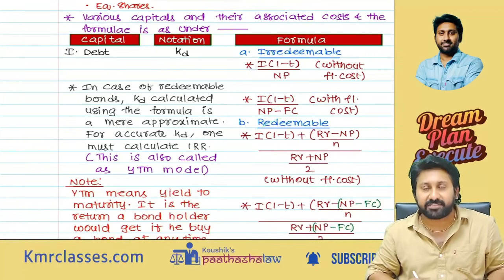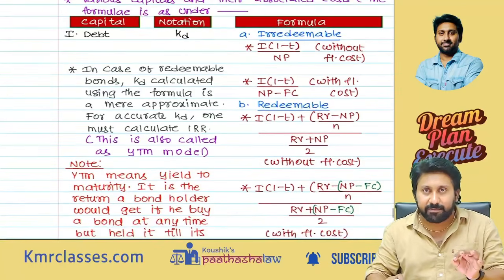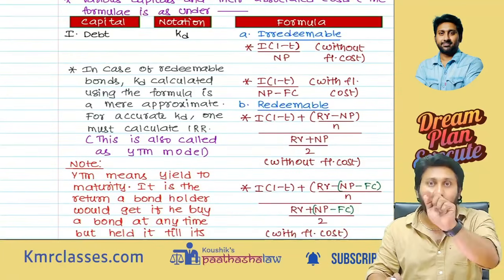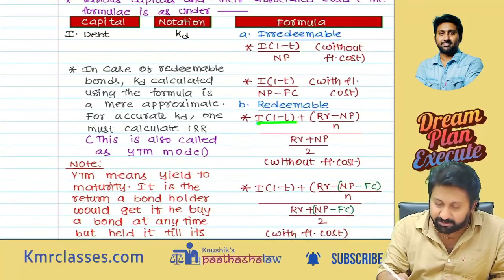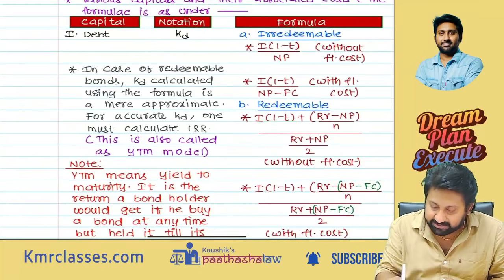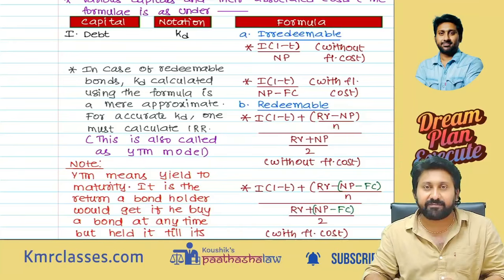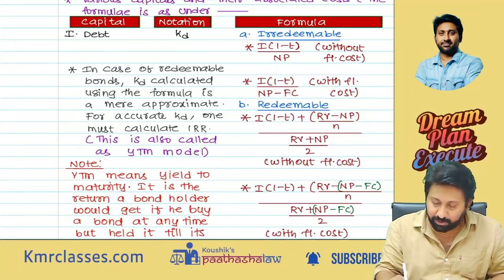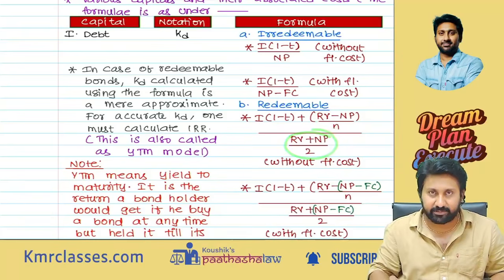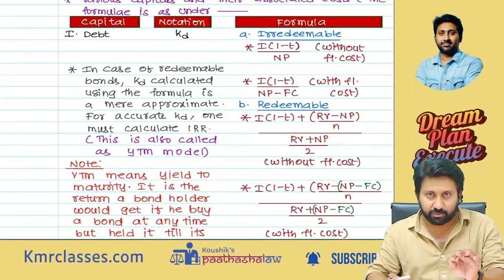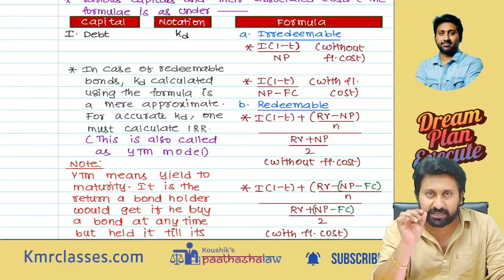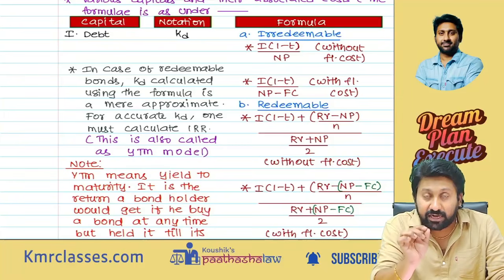what will happen if it is a redeemable debt? If it is redeemable, there is a life, so the N component will come. So I into (1 minus T), which is interest after tax, plus (RV minus NP) by N. RV minus NP is a capital gain, divided by N is a per annum capital gain, whole divided by average price. Always remember, my dear students, in the cost of capital chapter, RV, redemption value, is a sale value.